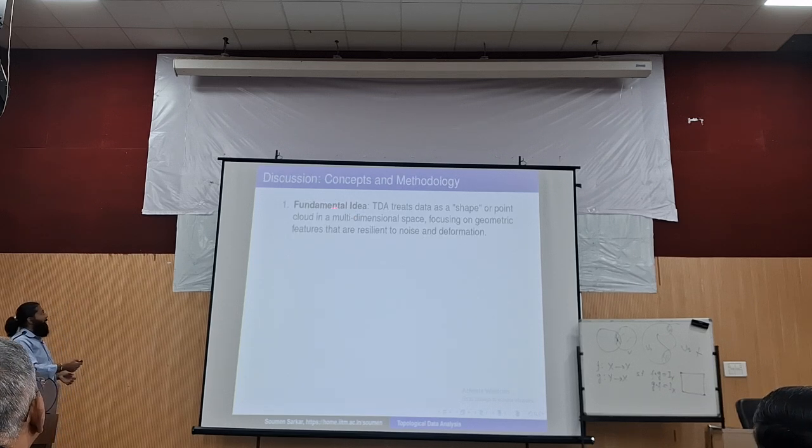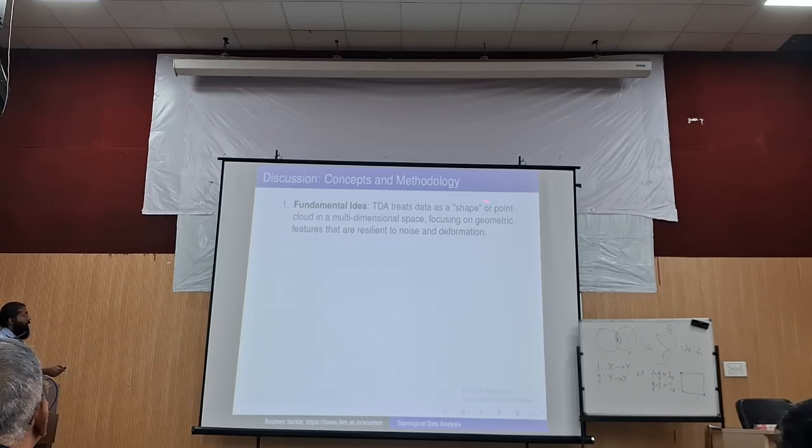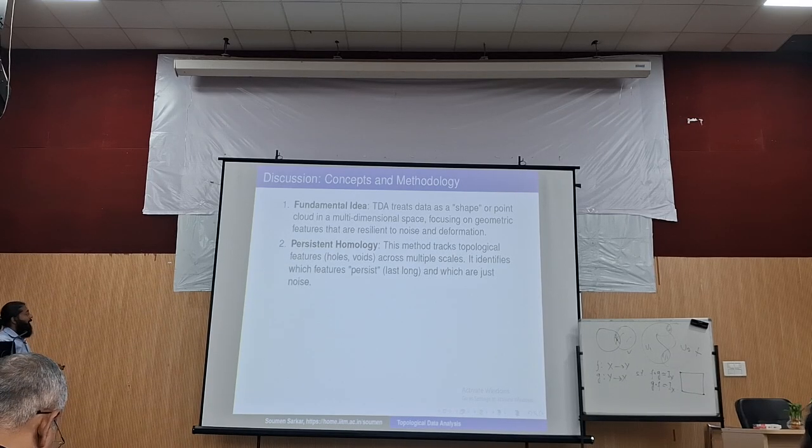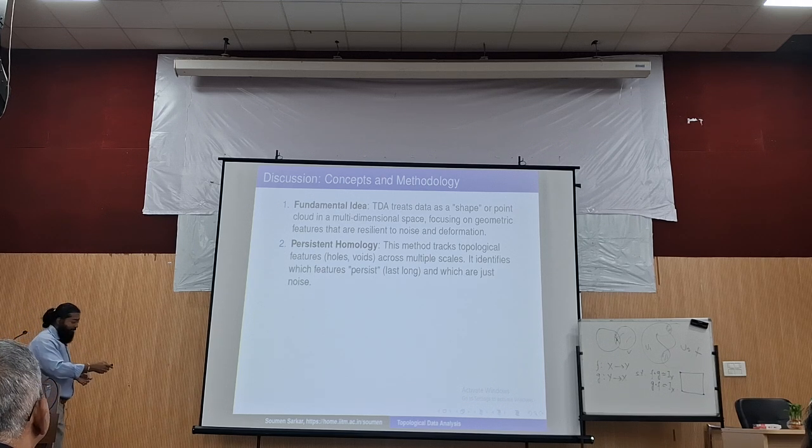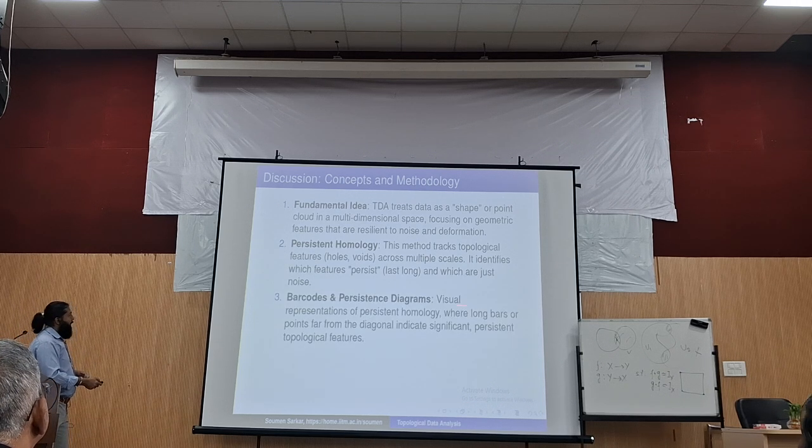Okay, so I will discuss briefly the concept and methodology. We try to understand the shape of the data point cloud. This can be multi-dimensional, whatever the shapes are. Then from that data set, we take the persistent homology, which says how the shape of the data set behaves. Then we get this.